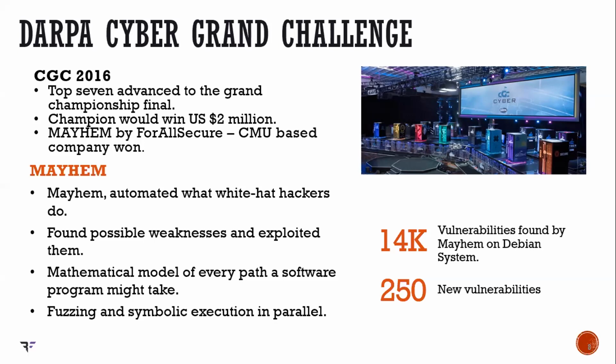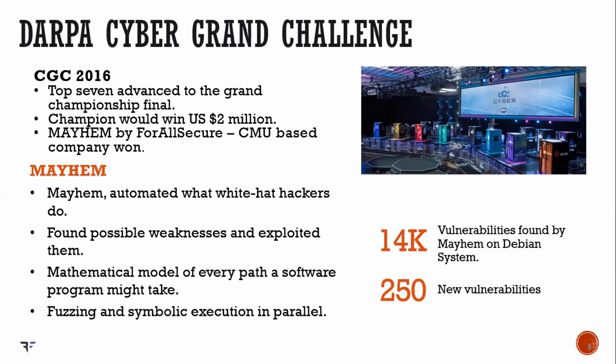So Mayhem, which was a company based out of CMU, automated what white hat hackers could do. They found and exploited the weaknesses present in these systems. What they did was they created a mathematical model of the paths that an attacker can take, and then they used 2 techniques: symbolic execution and fuzzing. Symbolic execution was the way to point out interesting code paths, and fuzzing was kind of a hammer, which was hammering through those code paths to exploit the vulnerabilities pointed out using symbolic execution.